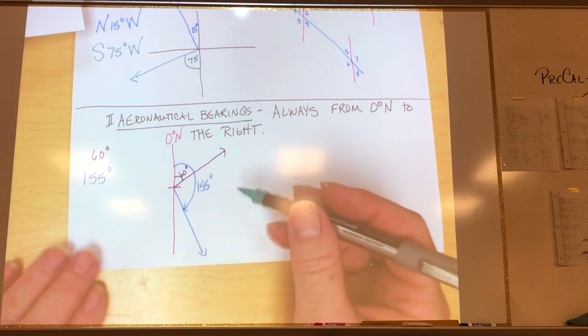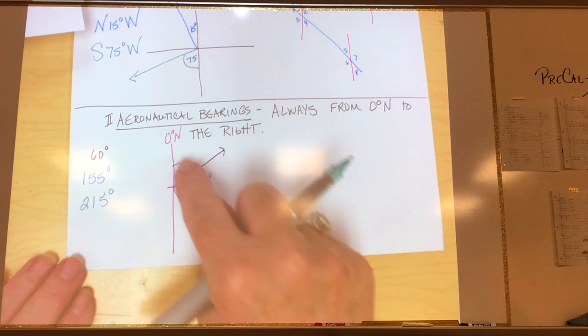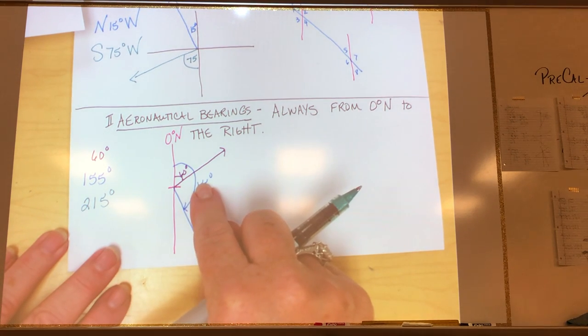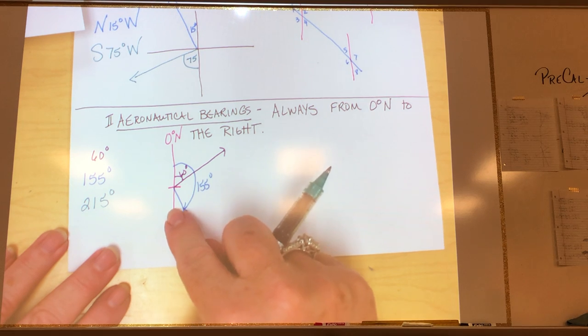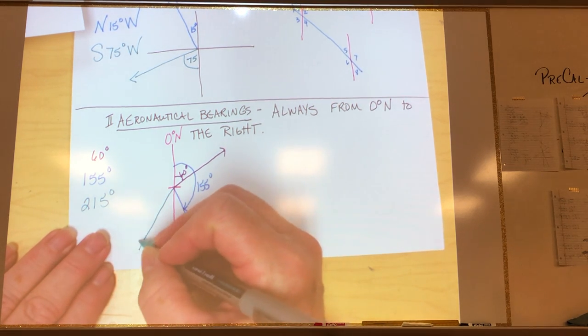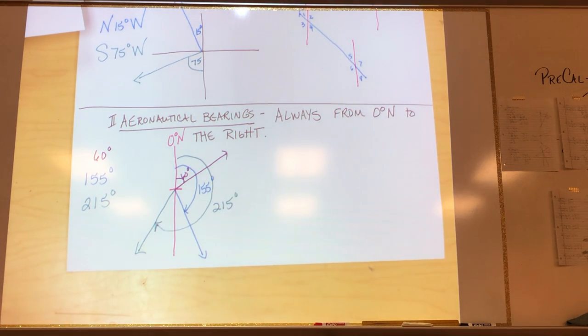Okay, are you ready? Here's the next one. 215 degrees. Okay, so do you agree if I start here and go to right here, what's that? 90. If I go to right here, what's that? 180. Is 215 more than 180? Yes. How much more than 180? 35. So from here, I need a 35 degree angle. So this is 215 degrees. But I didn't draw one of the same things. I should have. Okay. So tomorrow, we will work. One problem, all right? One problem, and then I'll let you get started on your worksheets.